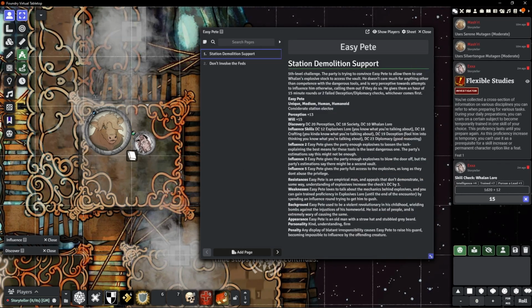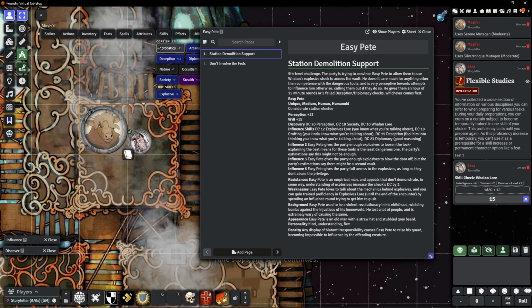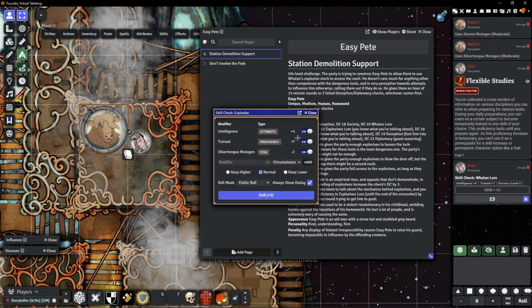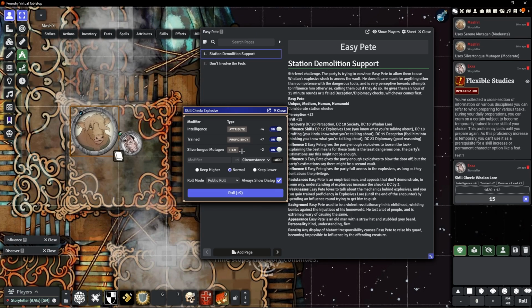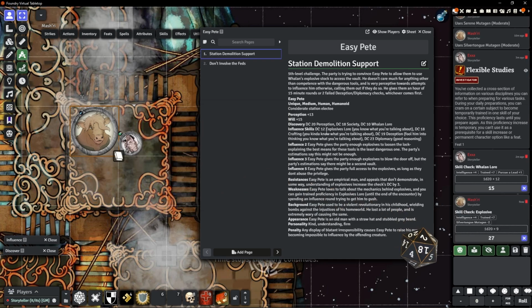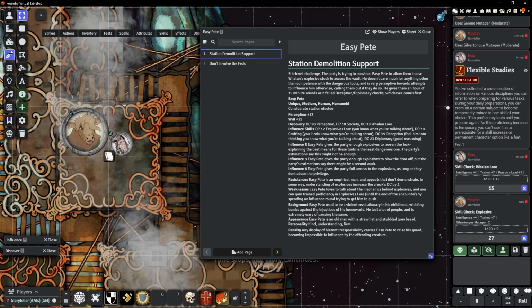Now, we move on to round 2. The party still has no influence. Mashri is going to spend the round just using explosive lore. Unfortunately, the Silver Tongue mutagen is not going to be coming in handy here because it is specifically for trying to talk people into things, not explaining technical know-how. But a 27 is still going to be a critical success against the DC of only 12. And Mashri will collect 2 influence points. Easy Pete at this point will promise the party enough explosives to loosen the lock, but no more.